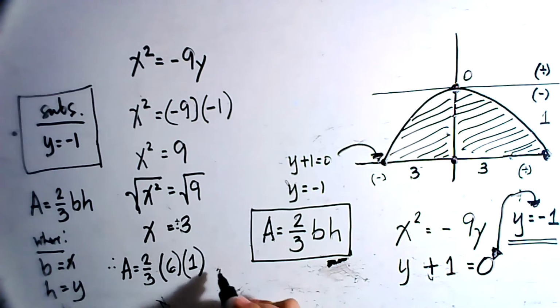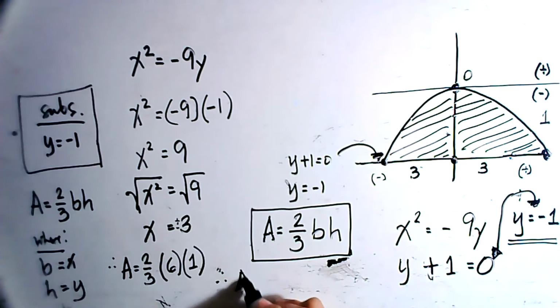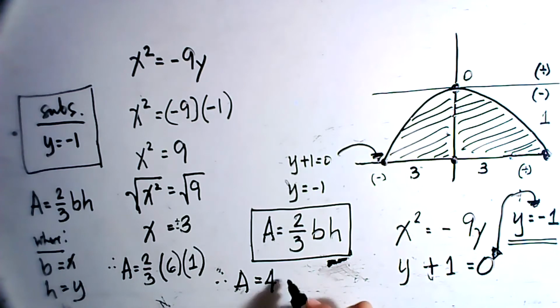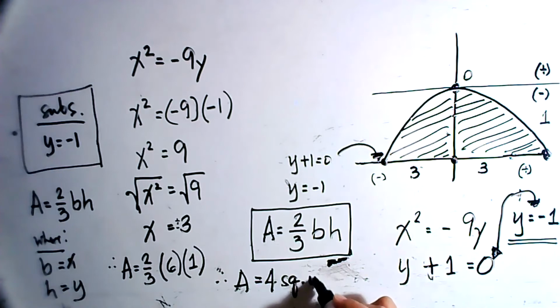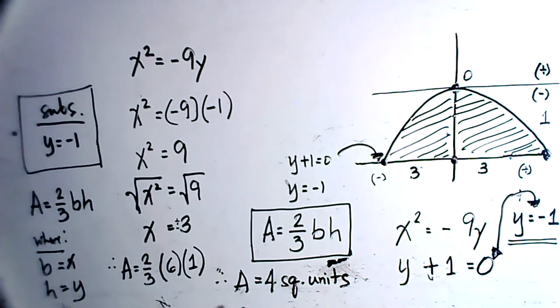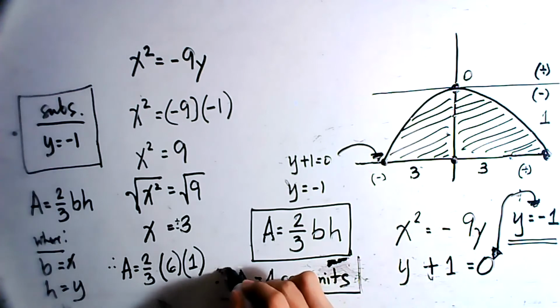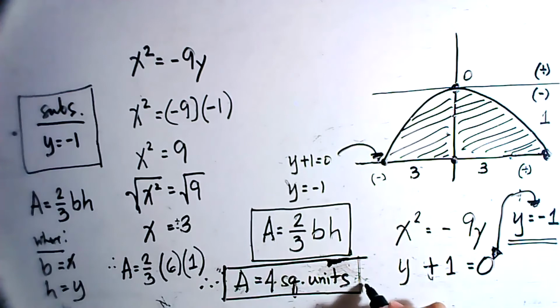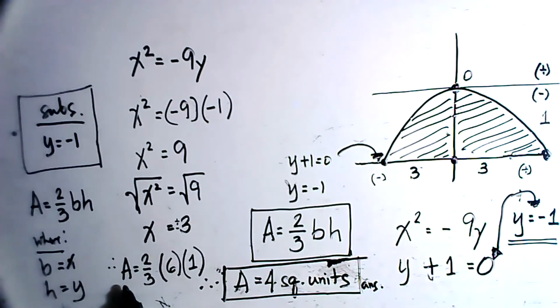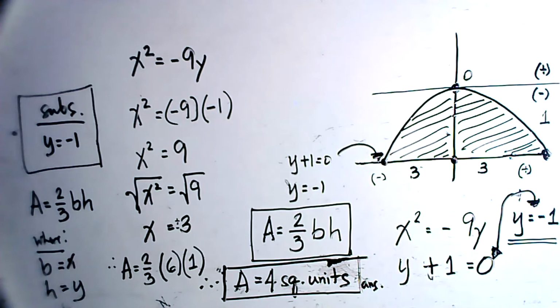And that would give us the value for the area, which is equals to 4 square units. And this will be our answer. So the answer is 4 square units. So you have the area is equals to 2/3 times base times height, and the value is 4 square units. Now let's go to the second problem.